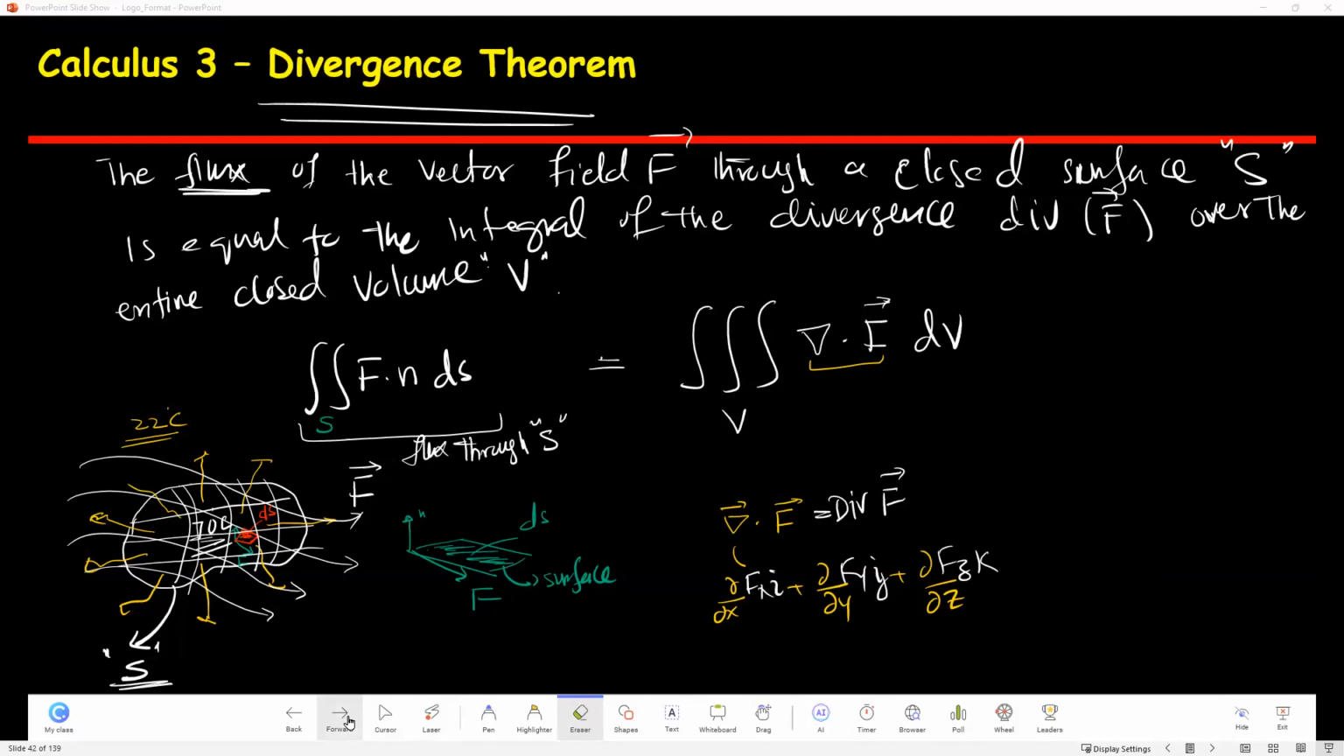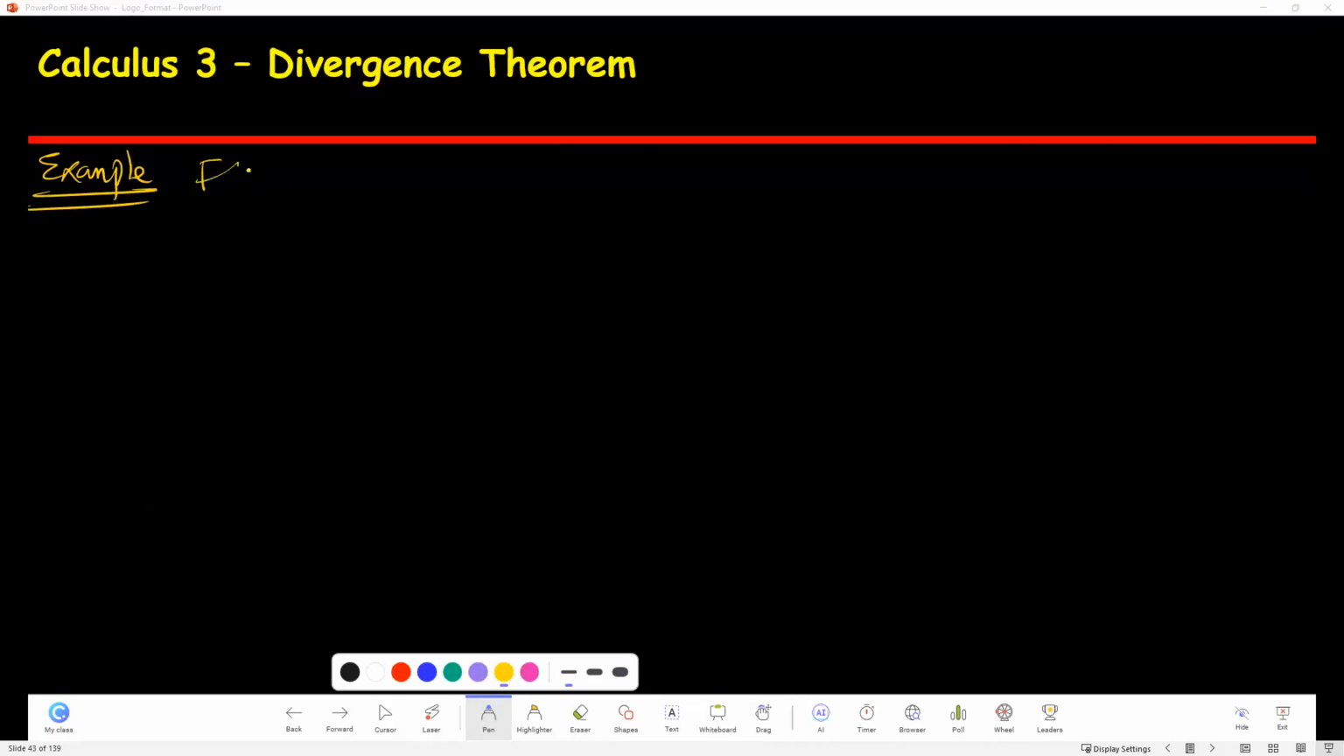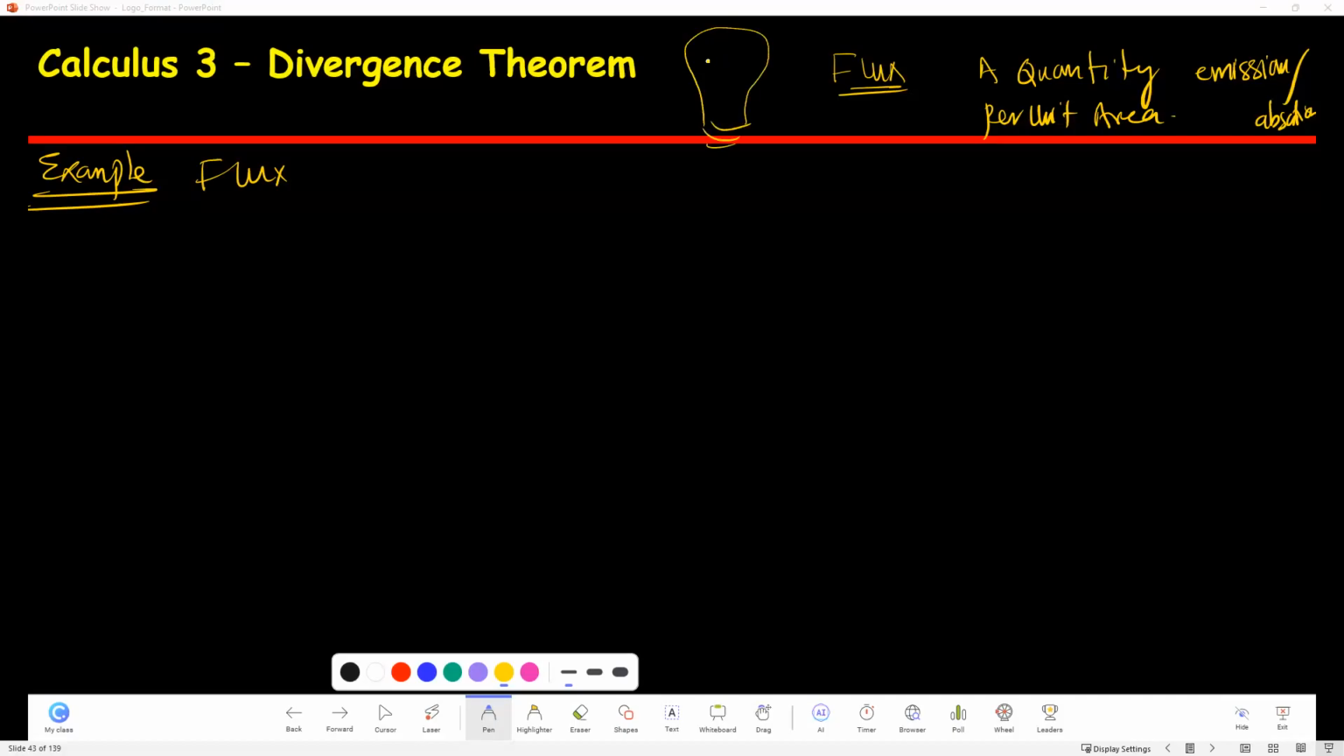Okay, let's take a look at an example. Flux. When I say the word flux, you probably learned about it in physics mostly. Flux means a quantity, emission or absorption, per unit area. Just like you have a light bulb, and light is coming out.